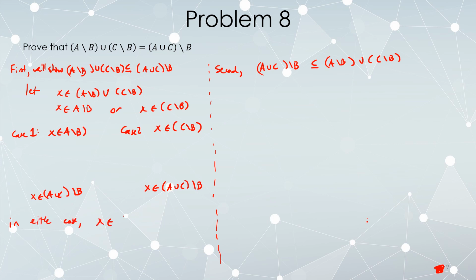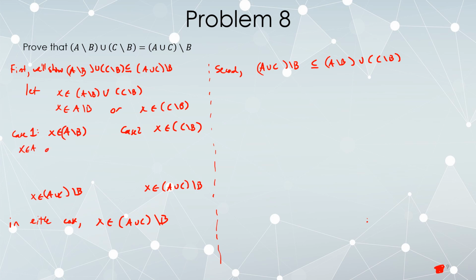x must belong to A union C minus B. And that will finish the proof of the left side, that this set is a subset of that. Starting with x in the set on the left, we will have shown that x is in the set on the right. Well, what if x is in the set A minus B?